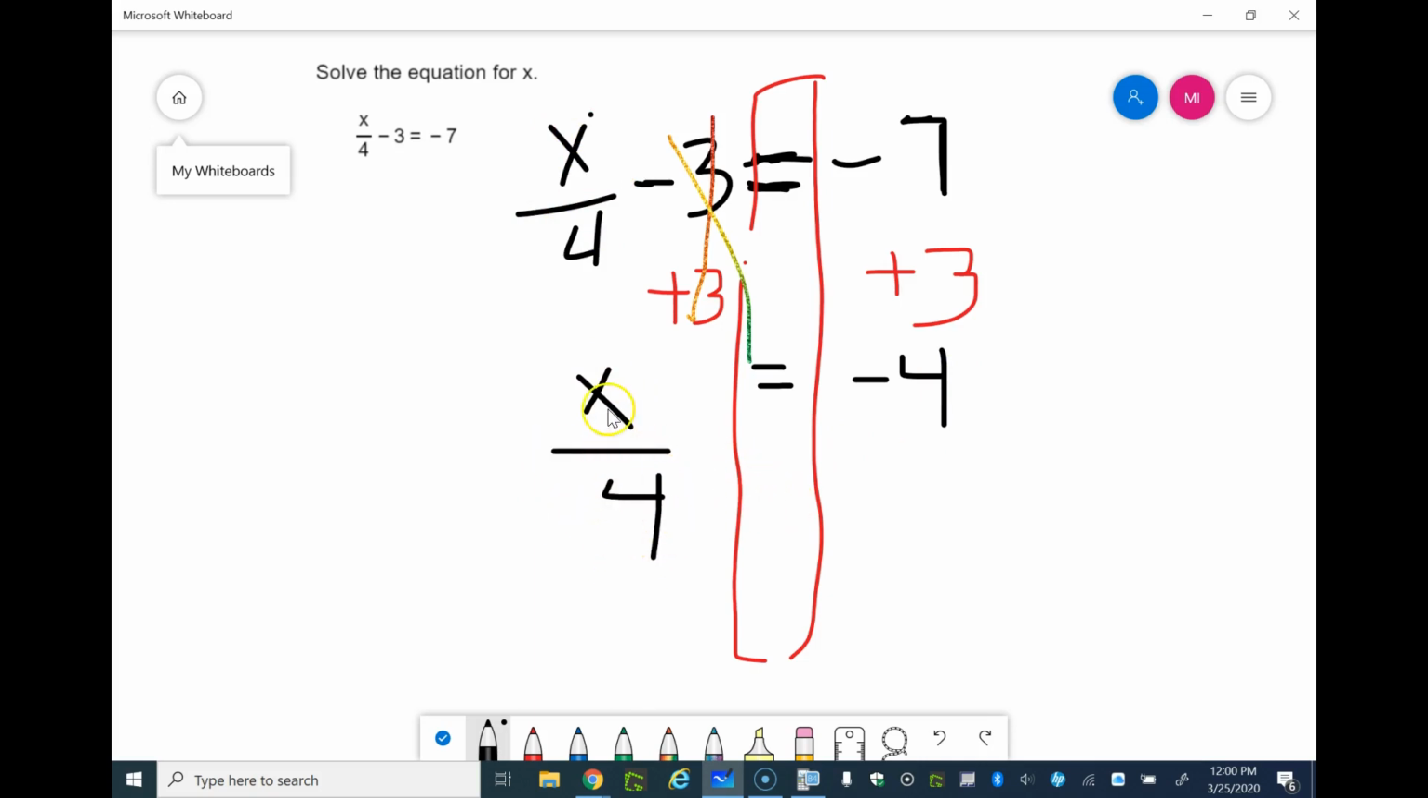Now, how I'm going to separate these two, and I did the opposite of subtraction over here, but if I look at this one, always call out what it's doing. If you actually say it, then that'll help you know what the opposite is. X divided by 4. So if x is divided by 4, what is the opposite of division? Well, it's going to be multiplication.